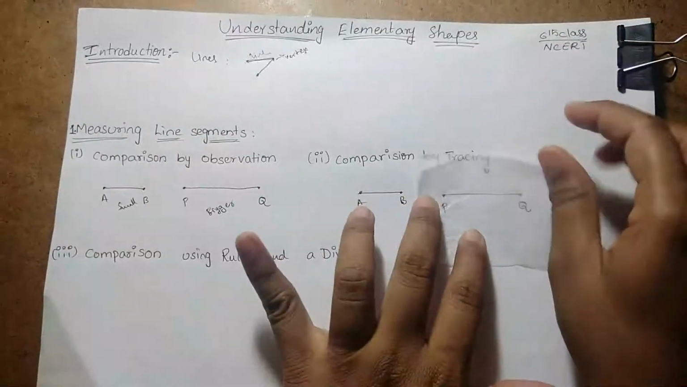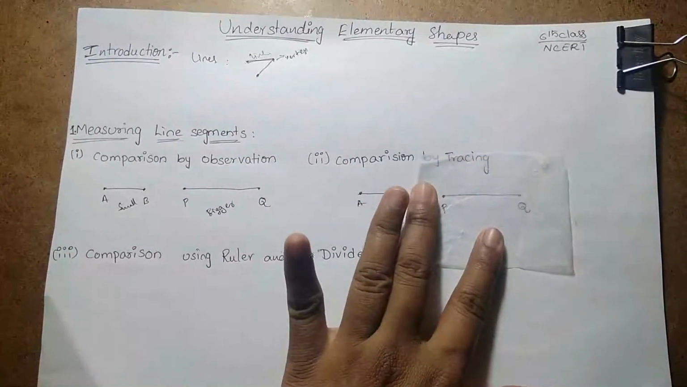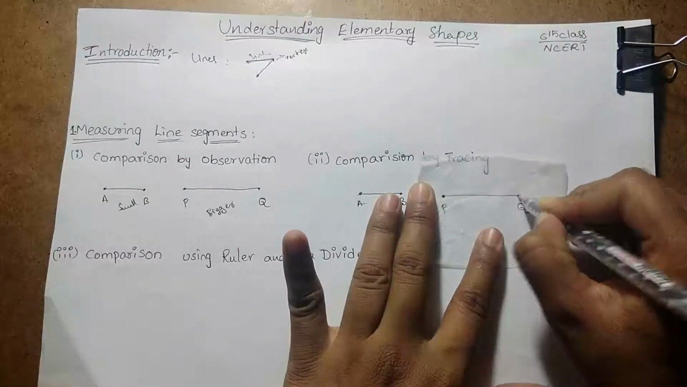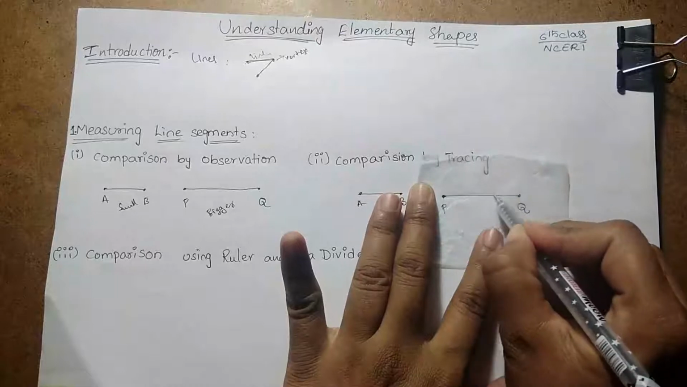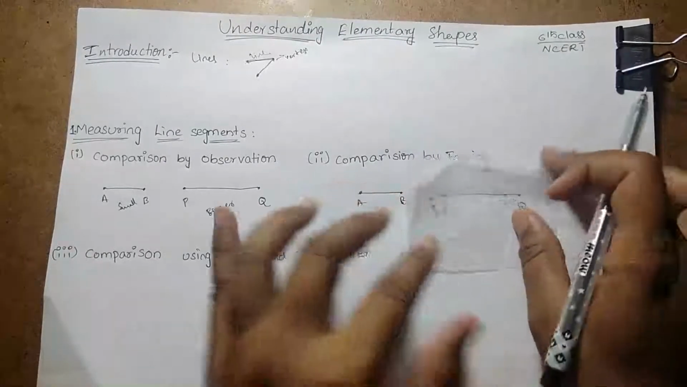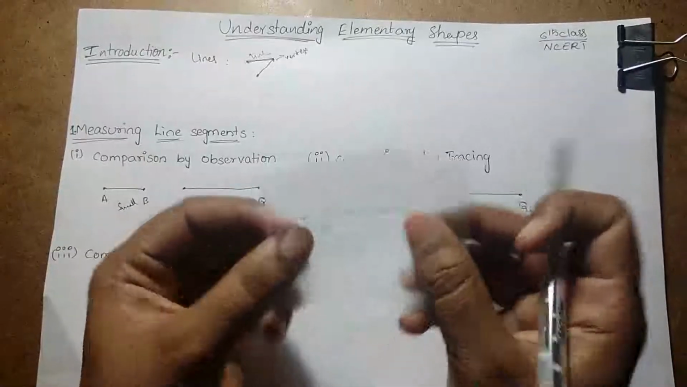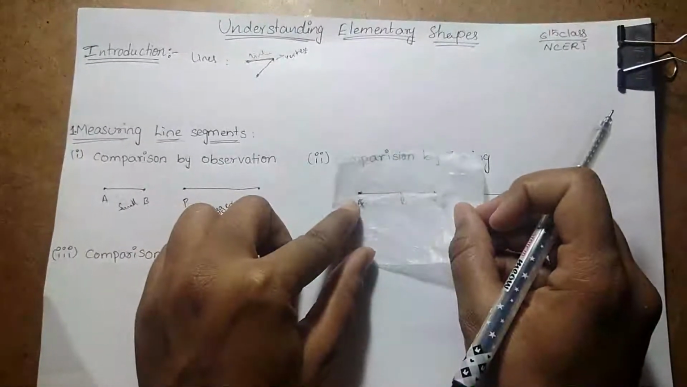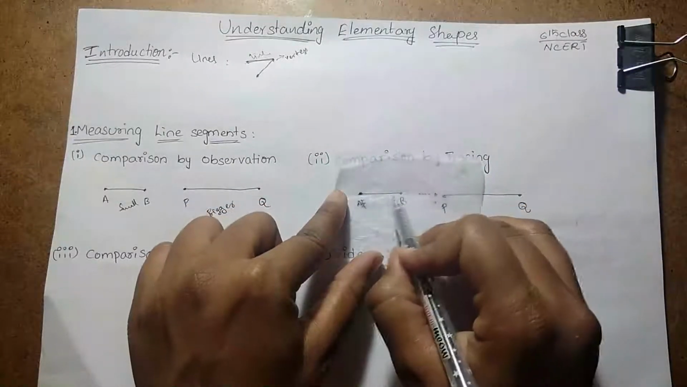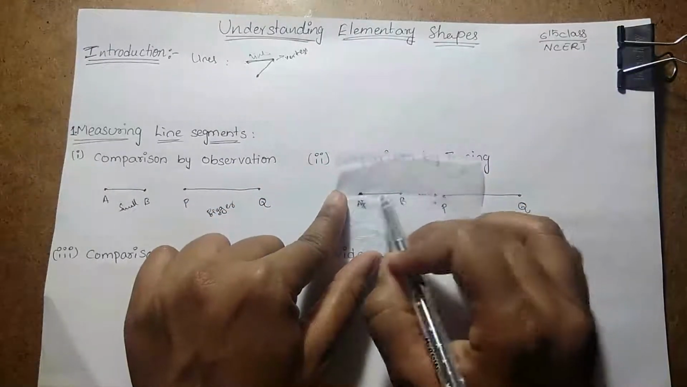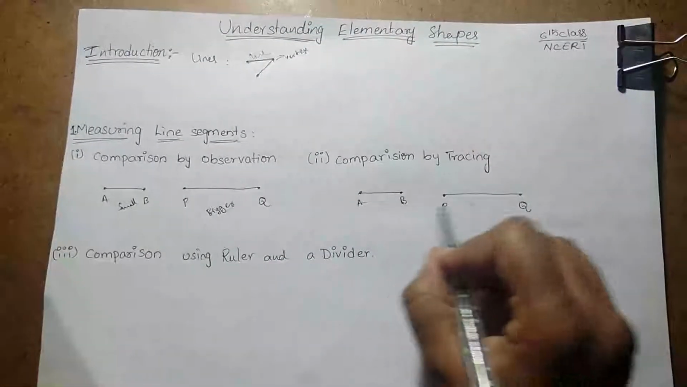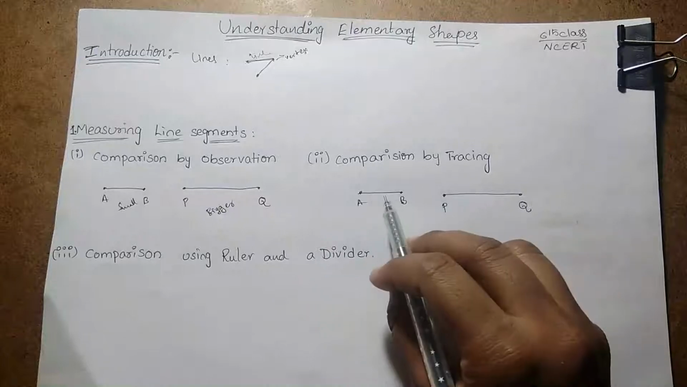If you put a trace paper on a line segment, I am tracing the same PQ line like this, P and Q. If you put these two lines, you are getting this. If you put one point at A and another point at Q, see here, AB line segment is the smaller one and PQ line segment is the bigger one. By comparison, these two are easy to find.